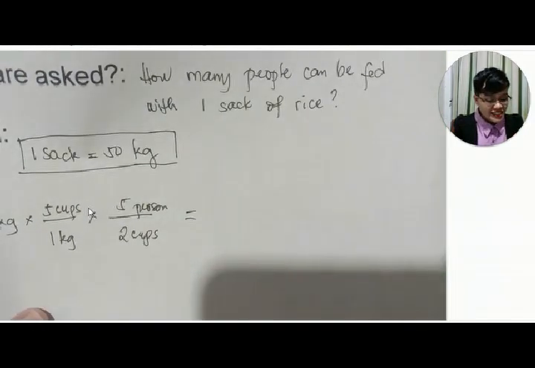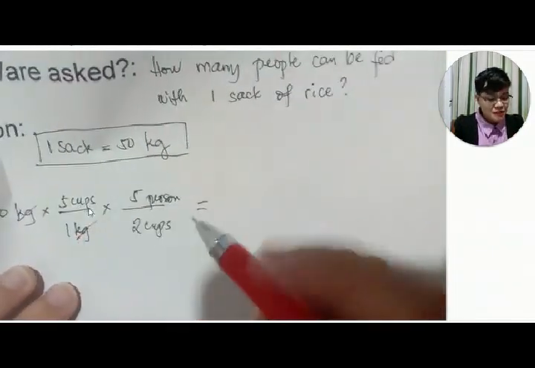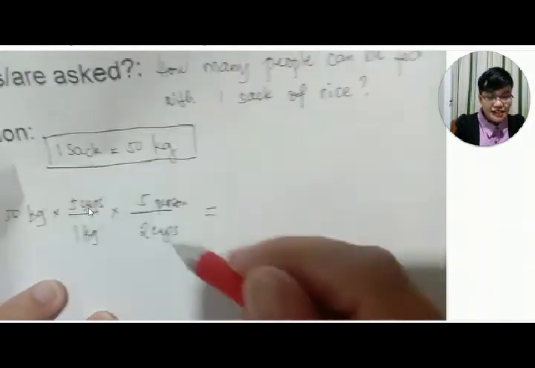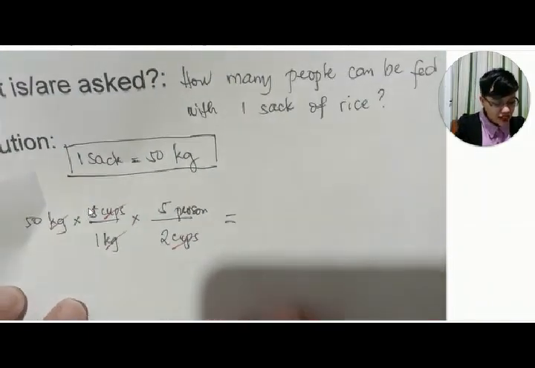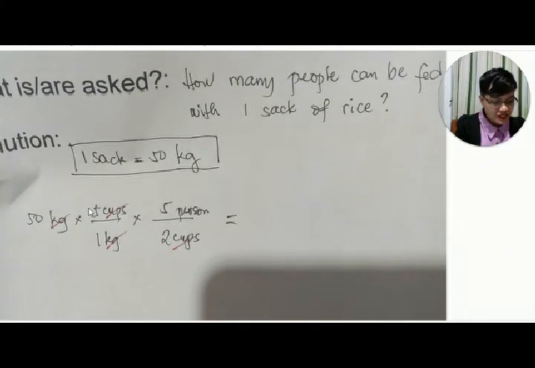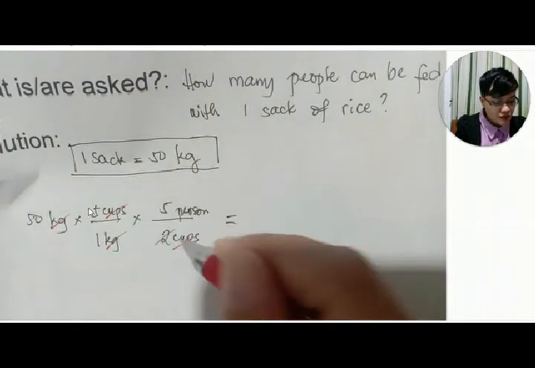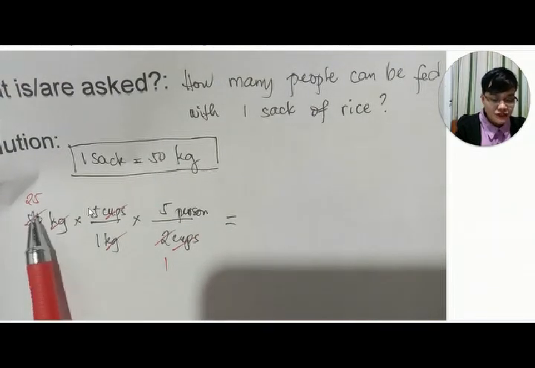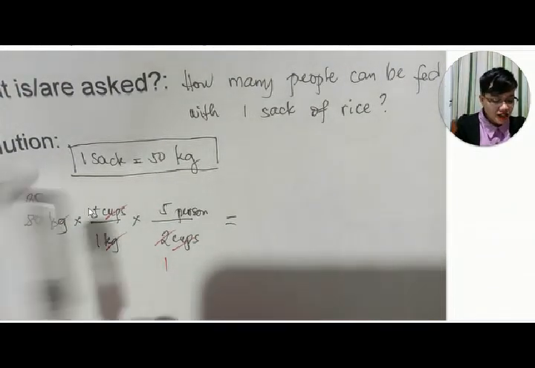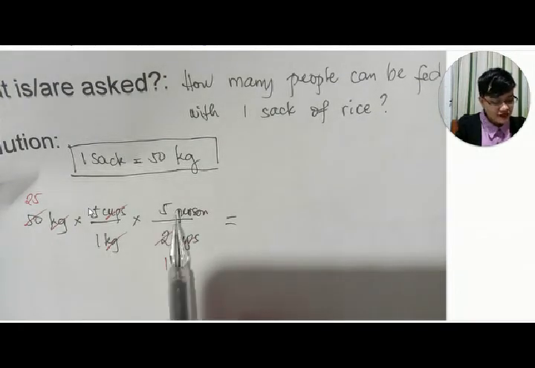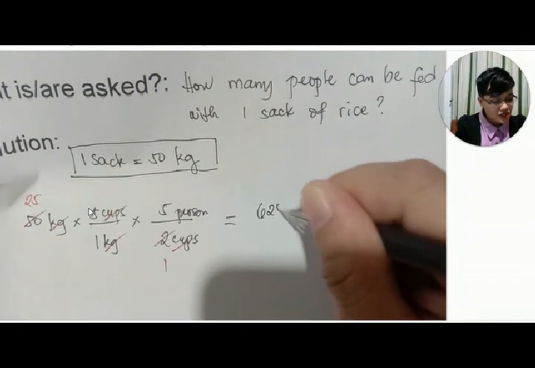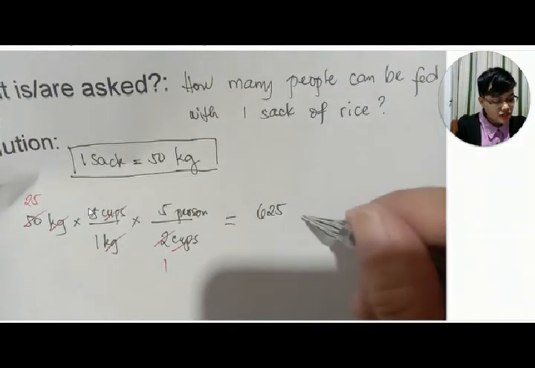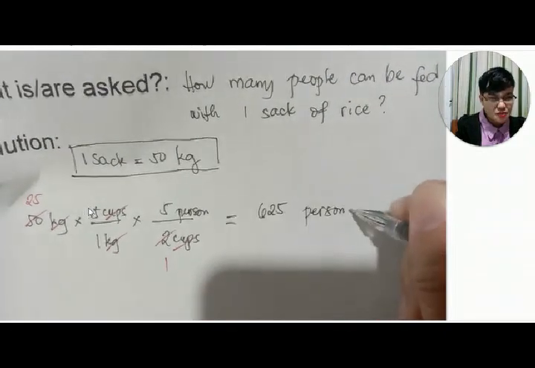The operation. So we can cancel kilogram and kilogram. We can cancel cups and cups. Okay. And we can also do other cancellations here. We can actually cancel 50 and 2 because 2 divided by 2 is 1 and 50 divided by 2 is 25. Yes. So we have 25 times 5 times 5 is equal to 625. Units have been cancelled, so we have persons or people.